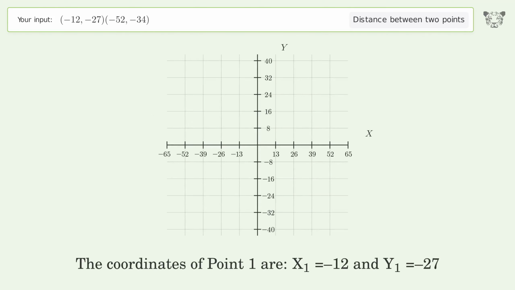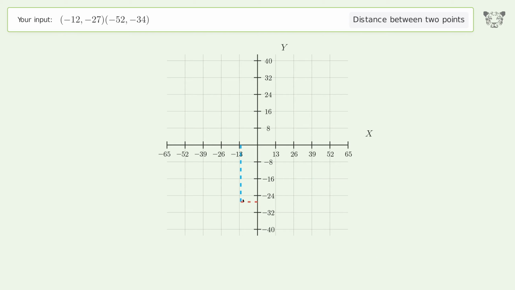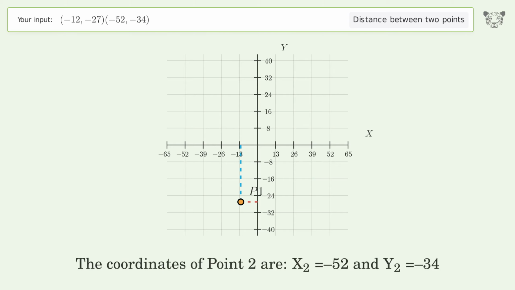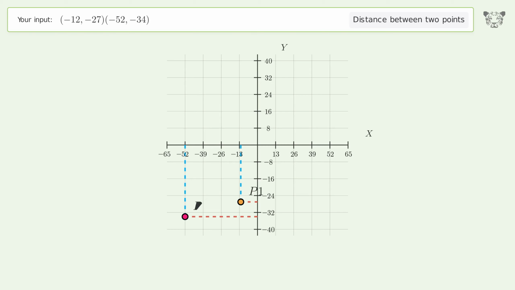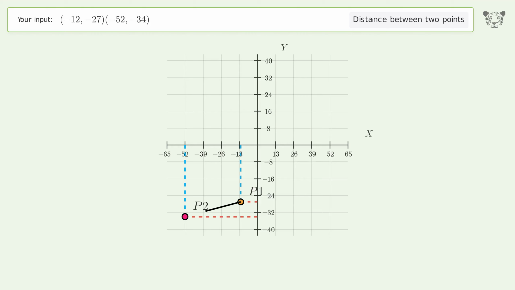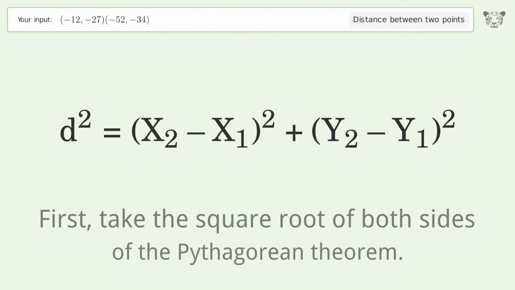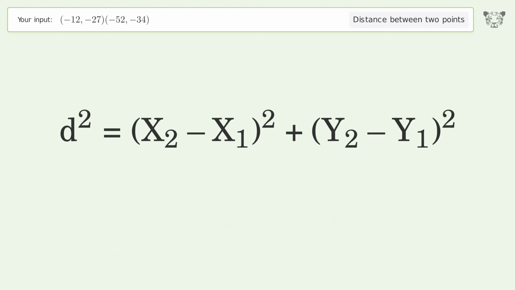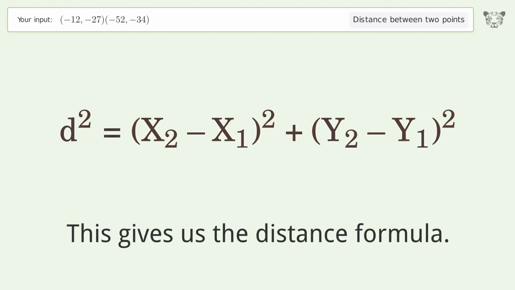The coordinates of point 1 are, x1 equals -12 and y1 equals -27. The coordinates of point 2 are, x2 equals -52 and y2 equals -34. D is the distance between the 2 points. First, take the square root of both sides of the Pythagorean theorem. This gives us the distance formula.